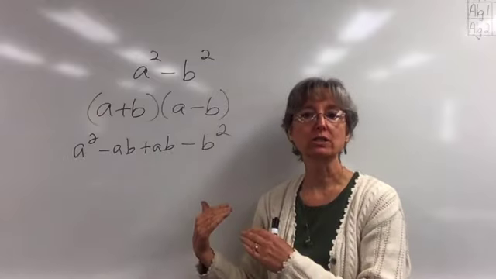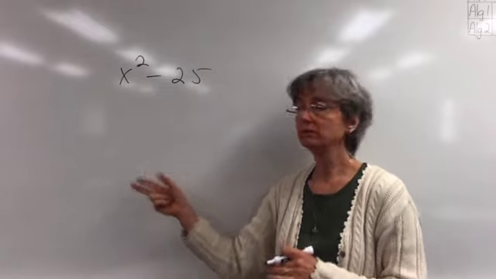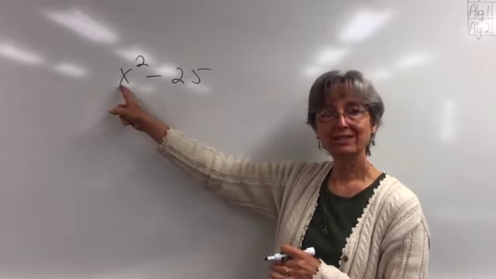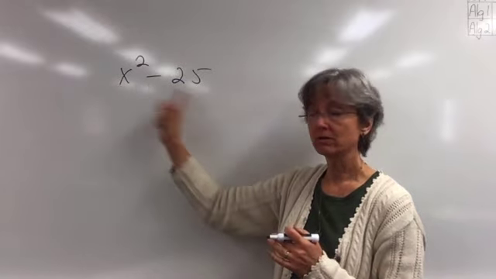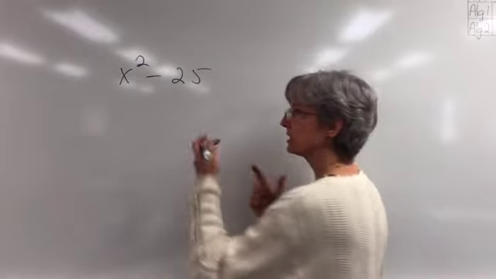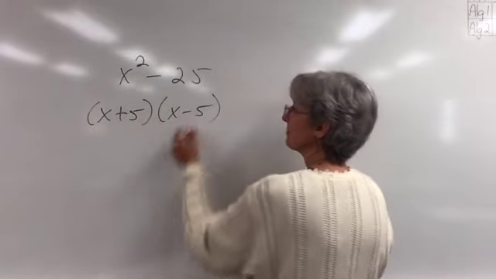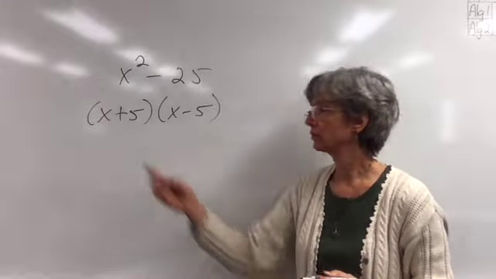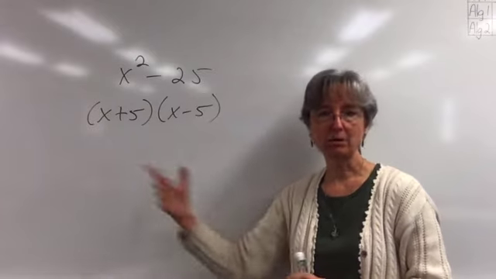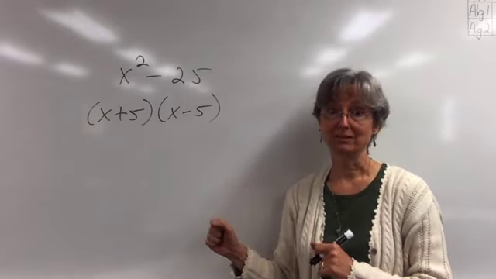So let's look at what this looks like with numbers. Here's a real simple one, x squared minus 25. Both are perfect squares. The square root of this is x, the square root of this is 5. So this just falls under that pattern, x plus 5 times x minus 5 in any order. Could be x minus 5 times x plus 5, doesn't matter, but this is the pattern for a difference of two squares.